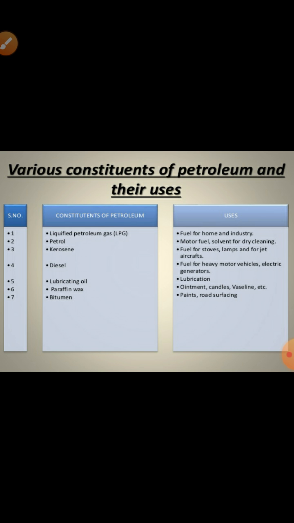Lubricating oil we use for lubrication. Paraffin wax we use in ointments, for making candles and for making vaseline. And bitumen is also a petroleum product, a constituent of petroleum, which we use for making paints and for road surfacing. So these are the seven constituents of petroleum and their uses.